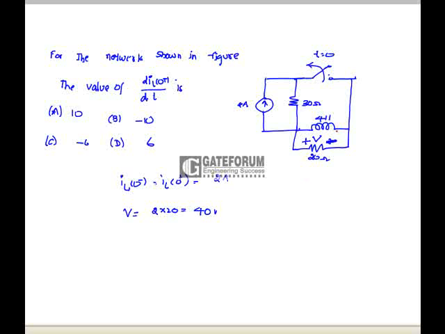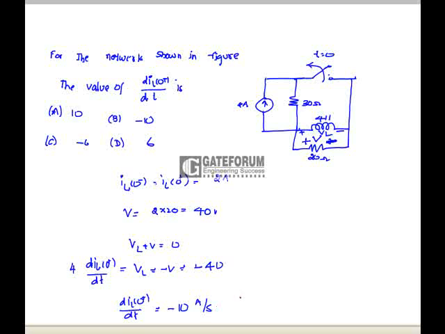But here the voltage across the inductor is VL, that is VL plus V is equal to 0. VL is equal to minus V, that is minus 40 volts, which is 4 dIL(0+)/dt. So dIL(0+)/dt is equal to minus 10 amps per second. That is, option B is correct.